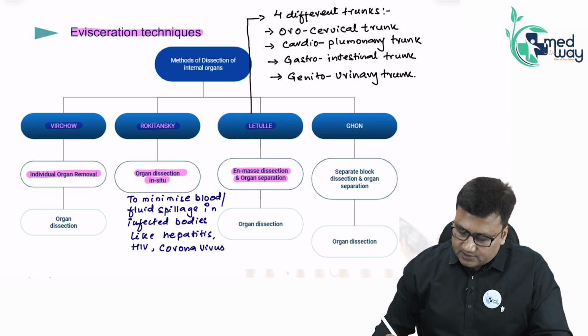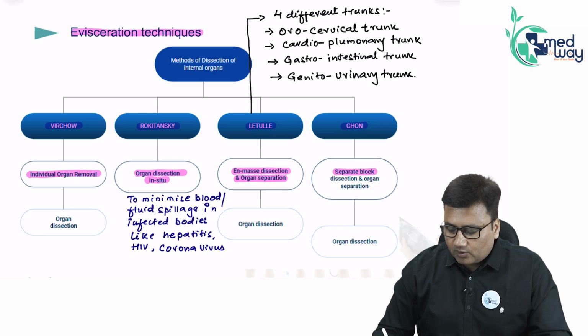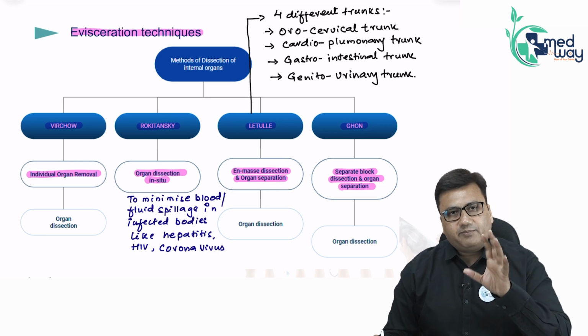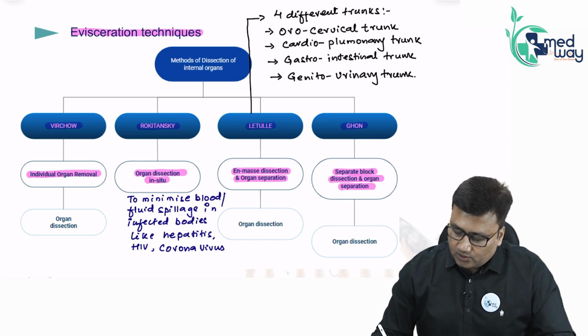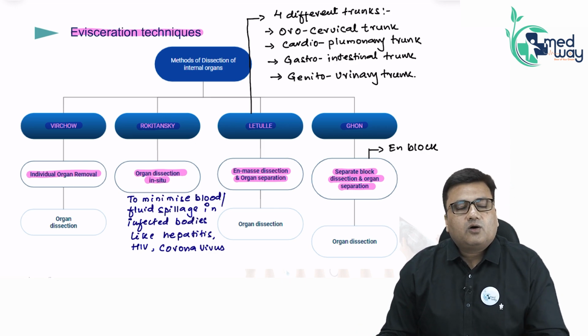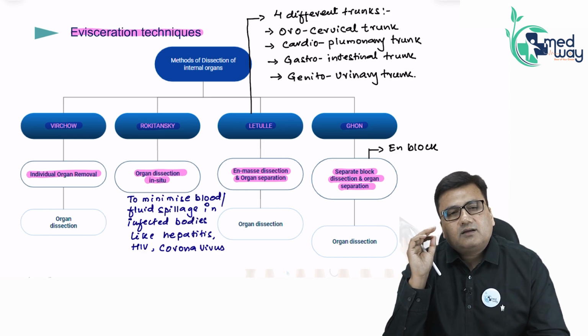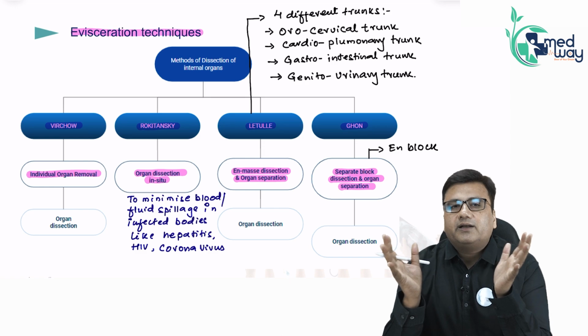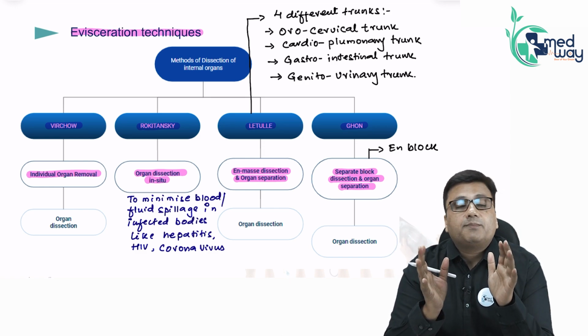And the fourth one is called as Ghon's technique, which is also called as separate block dissection and organ separation. Now, what happens in Ghon's, which is called as separate block, also known as en bloc organ dissection technique. Here, like letule, everything is not connected, but the 4 trunks are taken out separately.